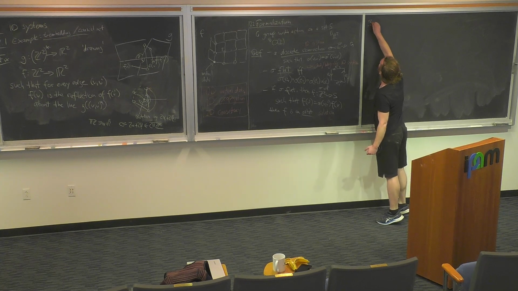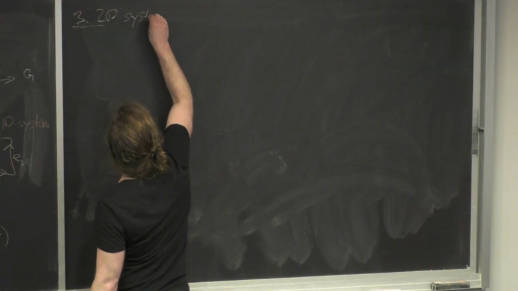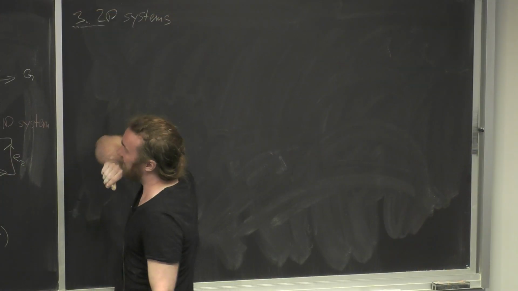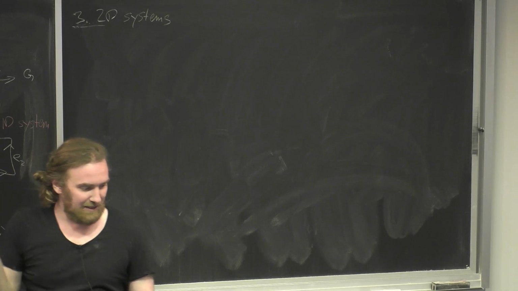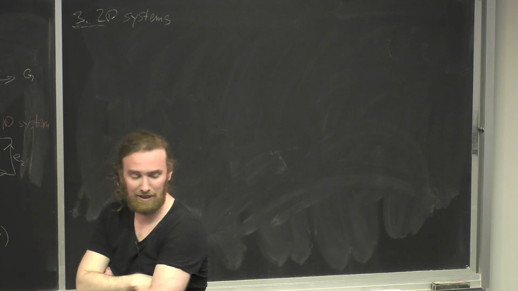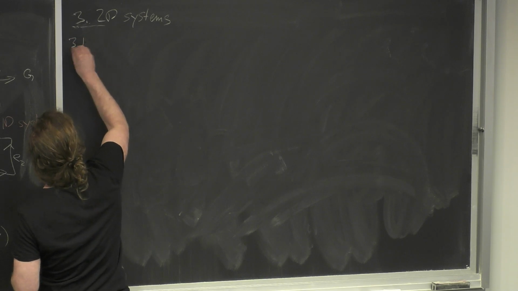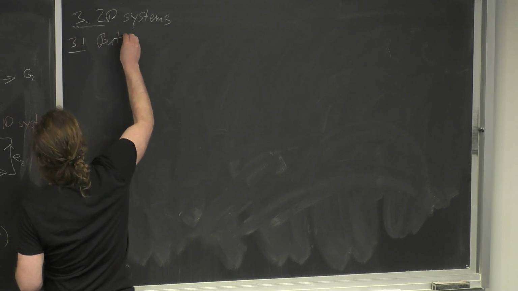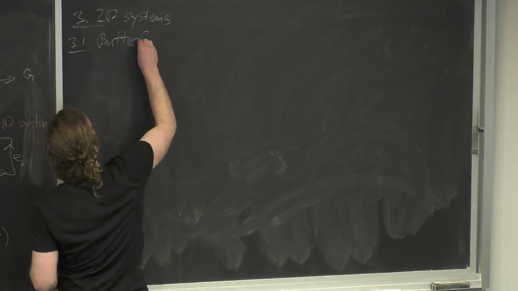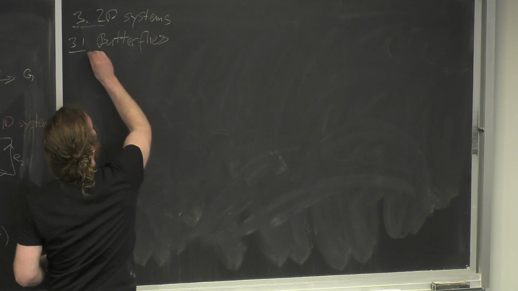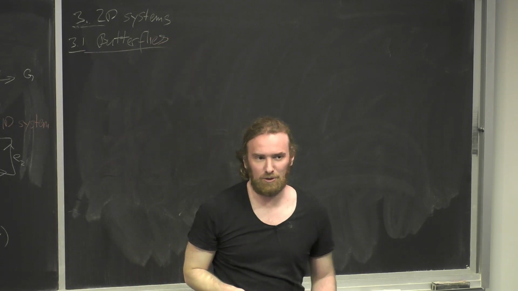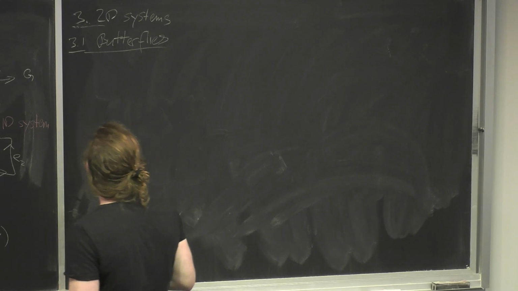Okay. Number 3 is 2D systems. So we follow the same ideas, but in one dimension higher. What does this mean? Again, start with an example, sometimes called butterflies. Why?